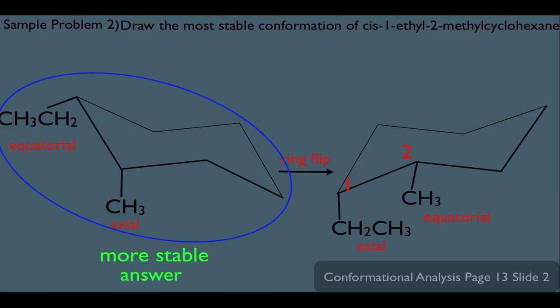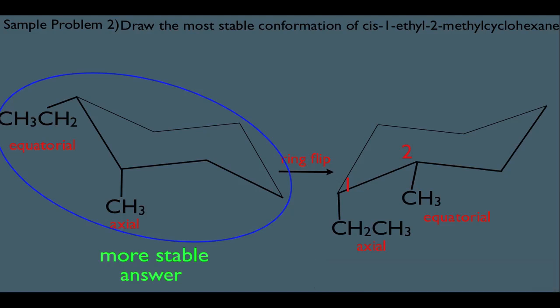Now keep in mind some test-taking skills here. I wouldn't want you to actually draw out the ring flip version of this molecule. You would just draw the first one and think in your head about what happens if the molecule were ring flipped: equatorial would convert to axial and vice versa. Just thinking about that is enough to know that the structure on the left would be your lower energy, more stable structure. I'm only showing you the ring flip version for proof.